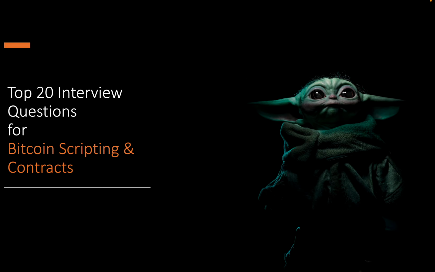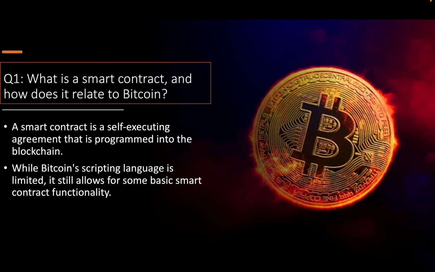As we had an overview of Bitcoin scripting and contracts, now let's understand the top 20 interview questions for Bitcoin scripting and contracts. So let's get started with question number 1. What is a smart contract and how does it relate to Bitcoin? A smart contract is a self-executing agreement that is programmed into the blockchain. While Bitcoin scripting language is limited, it still allows for some basic smart contract functionality.